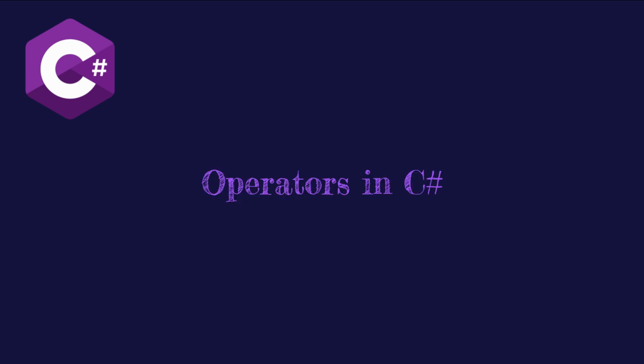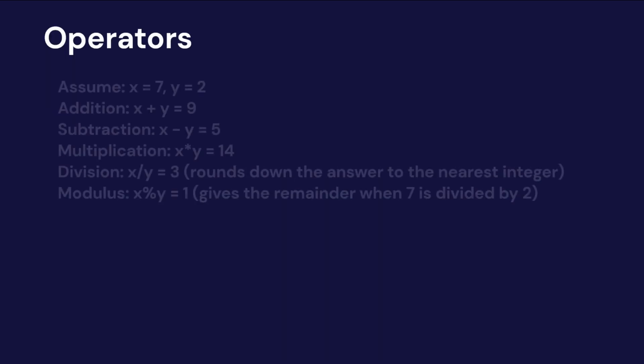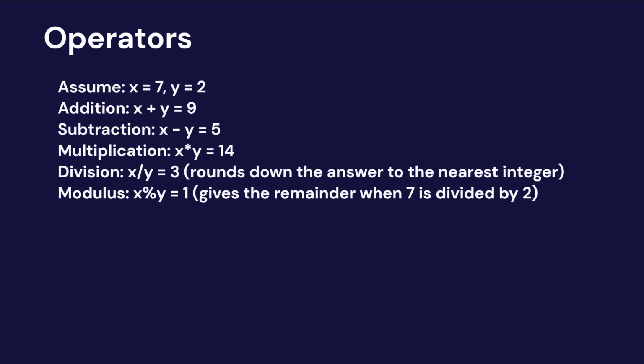Besides assigning an initial value to a variable or assigning another variable to it, we can also perform the usual mathematical operations on variables. Basic operators in C# include addition, subtraction, multiplication, division and modulus respectively.